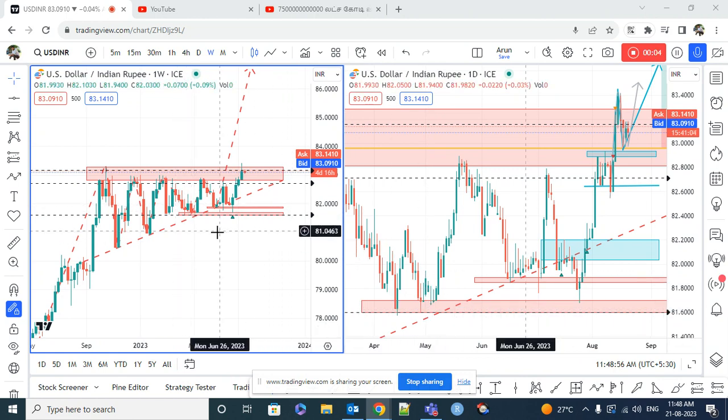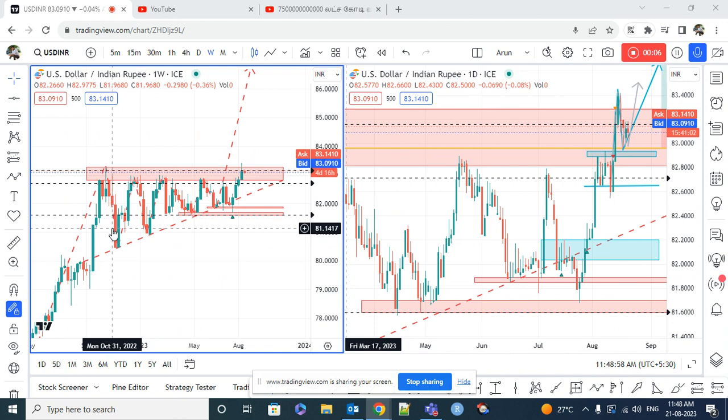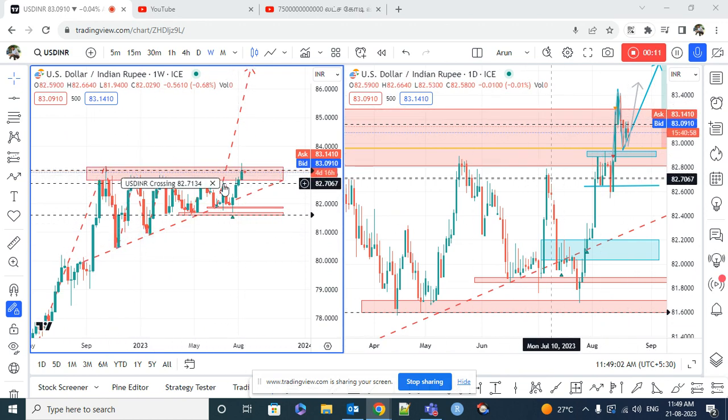So let's see what's happening in a weekly. In a weekly, it's an ascending triangle pattern, and the current market prices at this weekly's resistance. So keep this in mind. And then the right side window, it's a daily time frame.